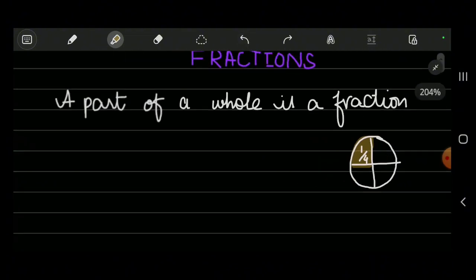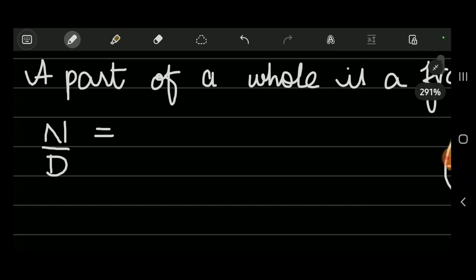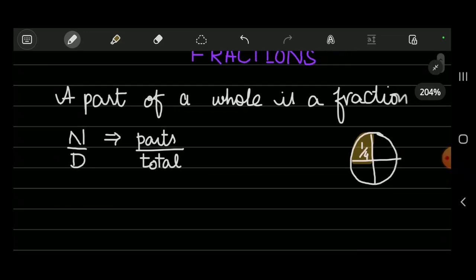So we write a fraction as a numerator over a denominator, and in the numerator we have the parts, and in the denominator we have the total number of parts in which it is divided. Okay, so this is how it is.